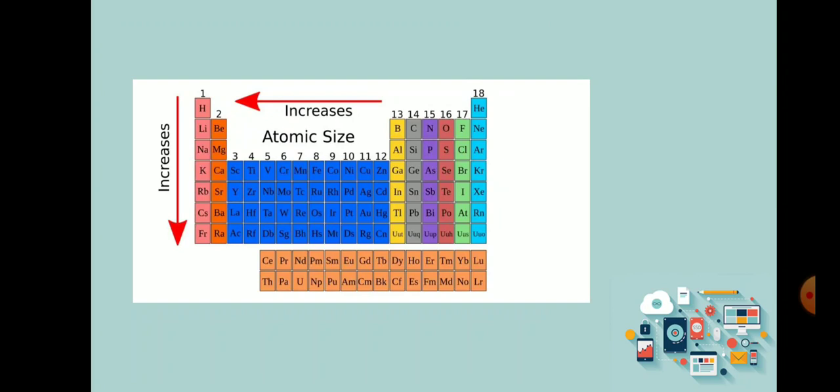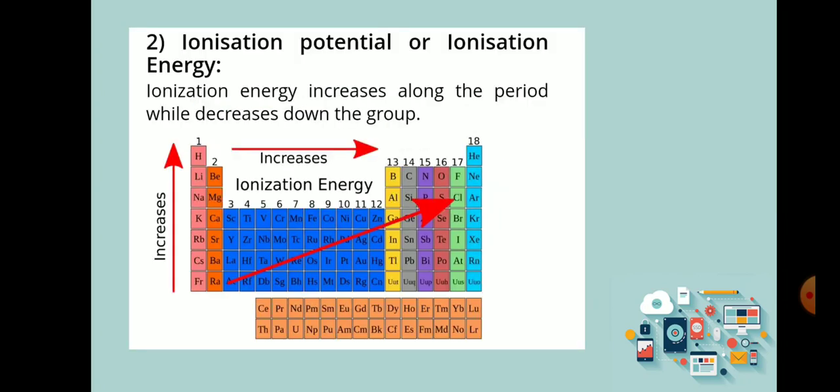Atomic size increases from right to left and it decreases from up to low. Ionization potential or ionization energy. Ionization energy increases along the period while it decreases down the group.